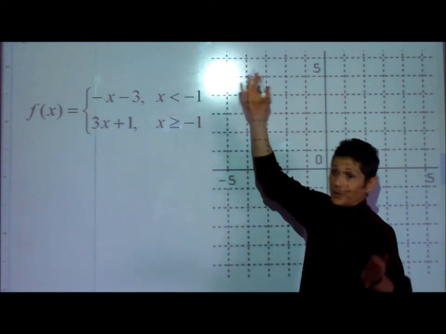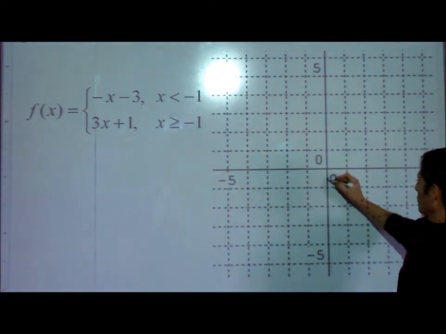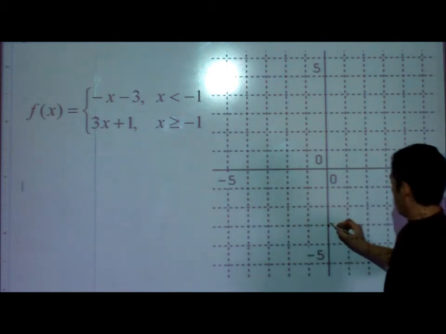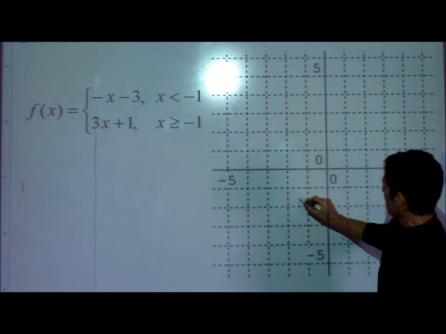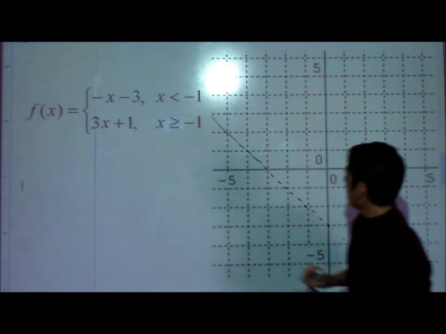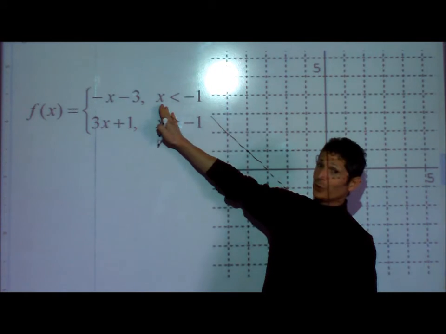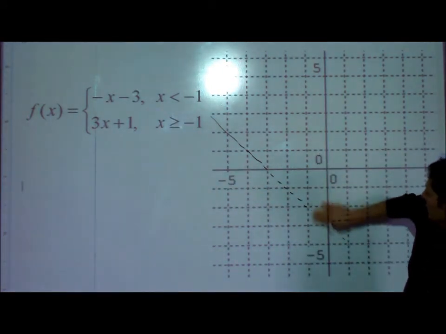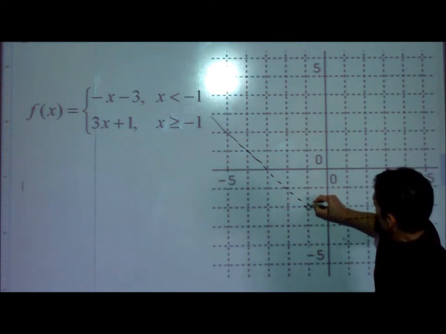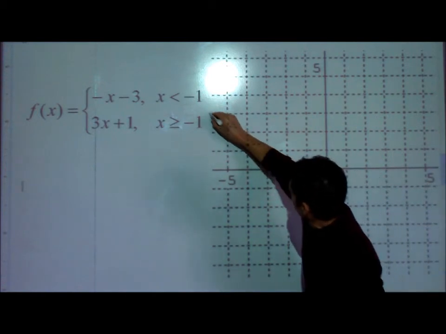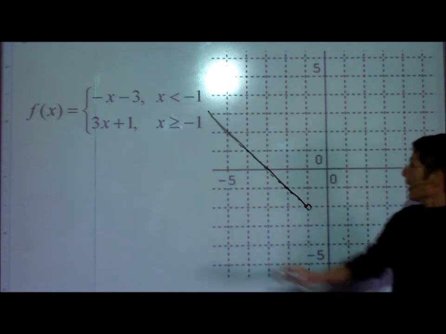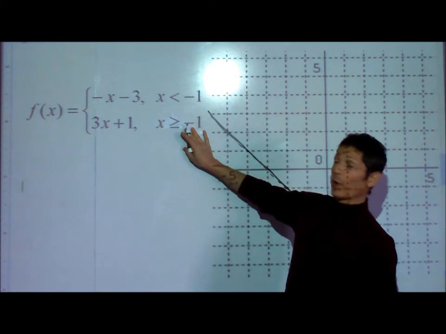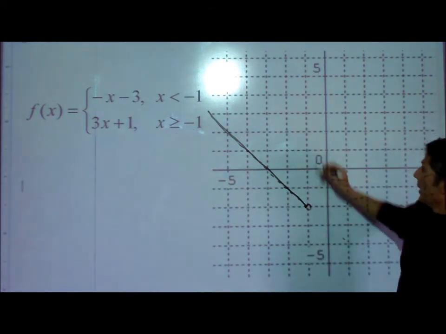I'm going to graph it as if it's a regular line. I'll start at -3, that's my y-intercept, 1, 2, 3, and the slope is -1, so I'm kind of working backwards here. It looks something like that, but I'm only supposed to go up to x values of -1. So I'm just going to start it right there at -1. I'm going to work backwards, so that's the first piece of the function. The second piece of the function, 3x plus 1 for x values greater than or equal to -1.